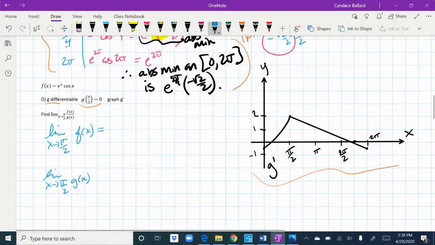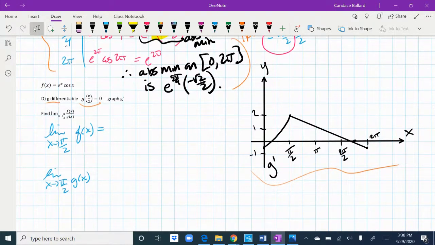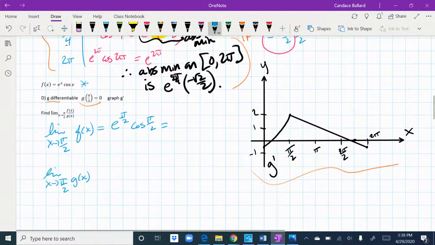So I'm going to evaluate the limit of f of x. Looking at that, it looks like I can just plug right into this. So we have e to the pi over 2 times cosine of pi over 2. Let's just do cosine of pi over 2. We're out 1, up 0. Well, cosine of pi over 2 is 0. Looks like the numerator turned out to be 0.